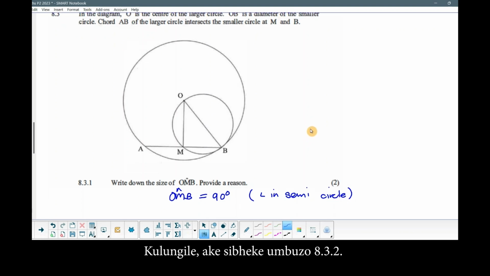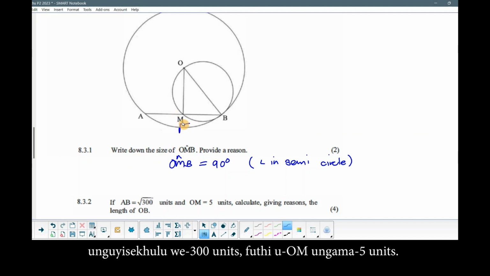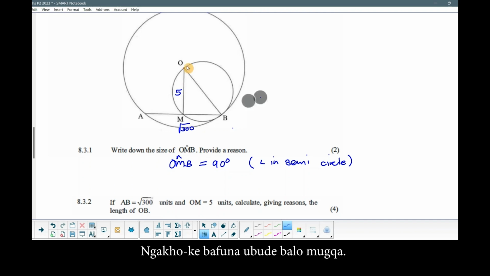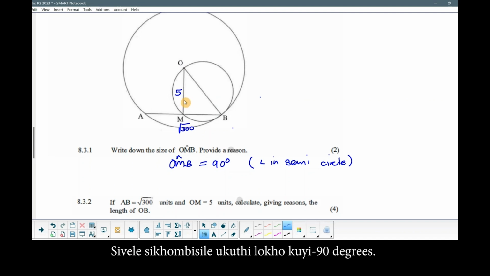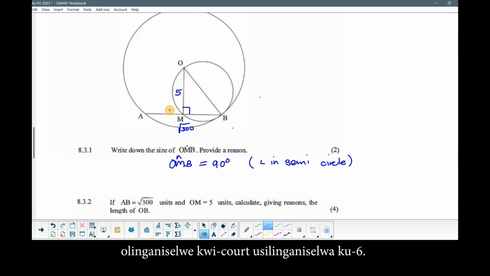Let's have a look at 8.3.2. If AB is the square root of 300 units, and OM is 5 units, so there's 5 here. Calculate, giving reasons, the length of OB. So they want the length of this diameter. We've just proven essentially that that's 90 degrees. And if that's 90 degrees, then the line from center that is perpendicular to the chord bisects the chord.